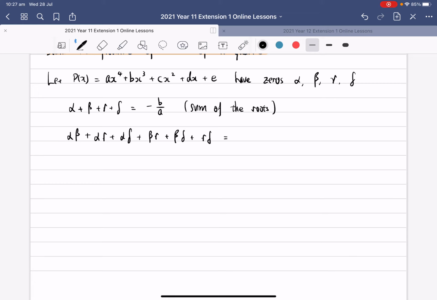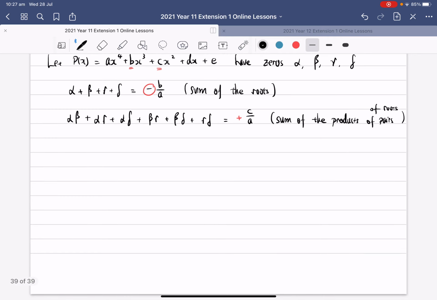The next one is, since we have already used a B, now we're going to use a C, and since this is already a minus, this is going to be a plus. So plus C over A. This is the sum of the product of pairs of roots.